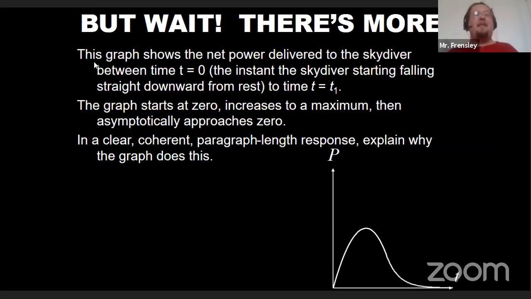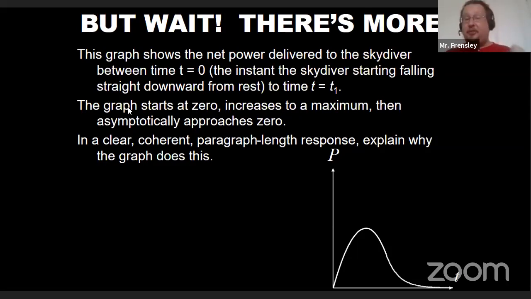So what we've got here is a graph that shows the net power delivered to the skydiver between time equals 0 and time equals T1. Let time equals 0 be the instant that the skydiver just started falling straight down from rest. So let's say he didn't jump out of an airplane. He just jumped off a building, some stunt guy, right? Time T1 is when he reaches his terminal velocity before the parachute. So this is way before the parachute. At time 0, he has just started falling straight down. At time T1, he has reached his terminal velocity before pulling the parachute. The graph starts at 0, increases to a maximum, then asymptotically approaches 0.